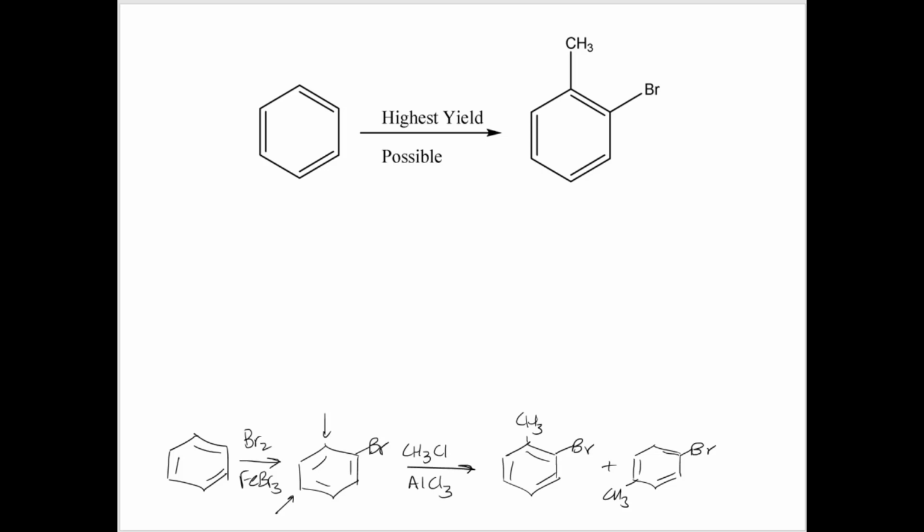And now we'll take into account steric hindrance, because in this case we would probably get the para product as our major product because of the steric hindrance of adding the methyl group next to the bromine. Now at this point we would write both of these as products, but in reality when we went to the lab we would probably get mostly the para product, which would be fine if that's what I wanted to make. But in this case I want to make the ortho product in the highest possible yield.